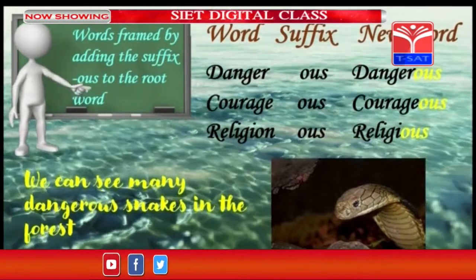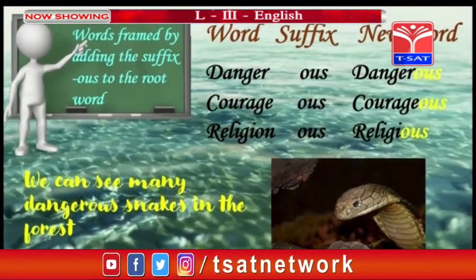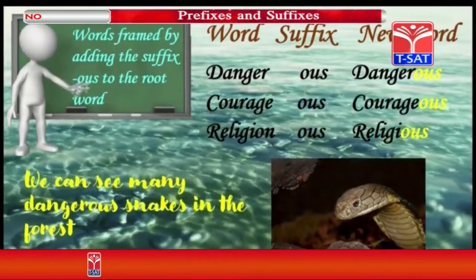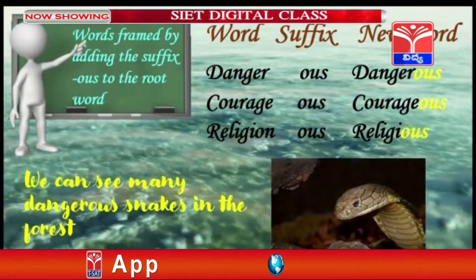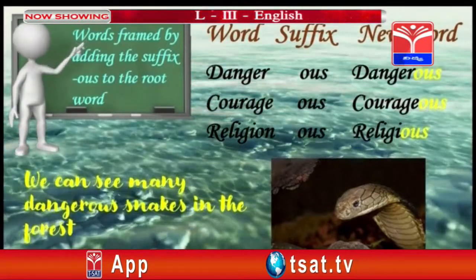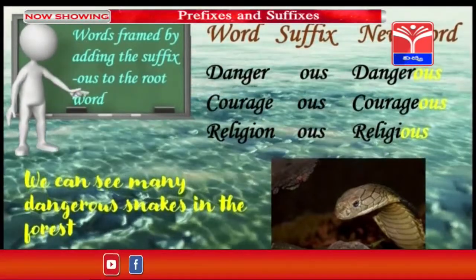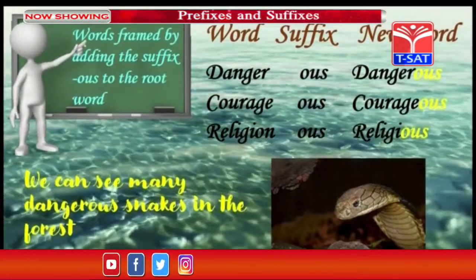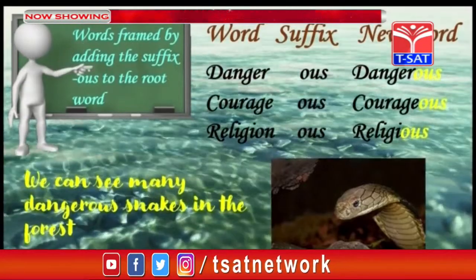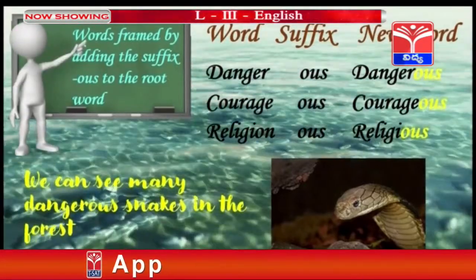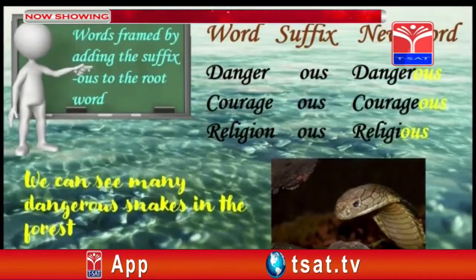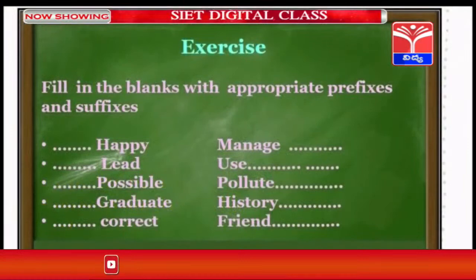Words framed by adding the suffix ous to the root word. For example, danger, by adding the suffix ous, the word becomes dangerous. In the same way, courage, courageous, religion, religious. We can see many dangerous snakes in the forest. So children, I hope you have understood well what are prefixes and what are suffixes.